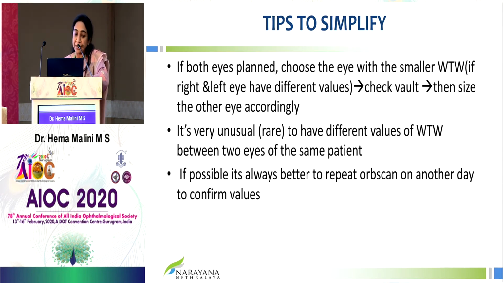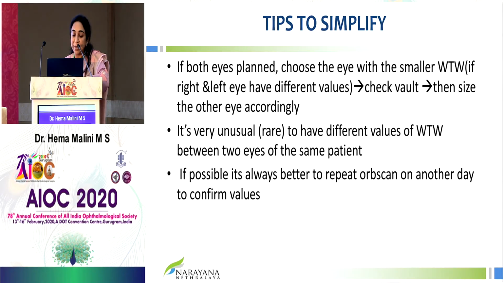So when faced with such a situation, the tips would be: plan the eye with the smaller white to white if right and left eye have different values. Check the vault post-operatively, then size the other eye accordingly. Also, it's extremely rare for one to have different values of white to white between 2 eyes of the same patient. So it's always better to repeat the OBSCAN on another day.